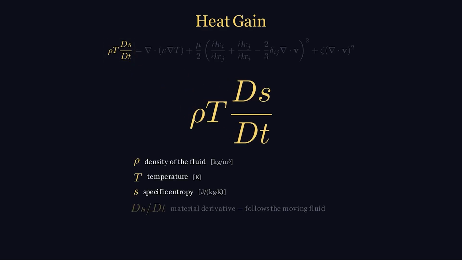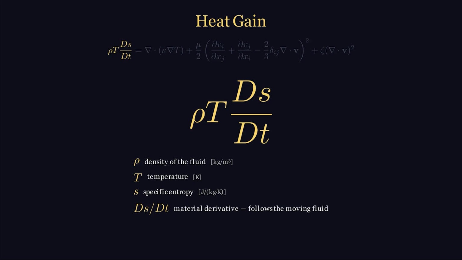The left side of the equation is the heat gain. First is the rho, which is the density of the fluid. This essentially means how much mass is packed into each cubic meter. For example, a denser fluid like water will take more energy to heat up than air. T is the temperature, which is in Kelvin for this equation. The higher the temperature, the more thermal energy is already in the fluid.